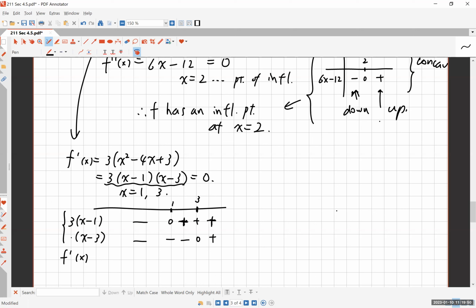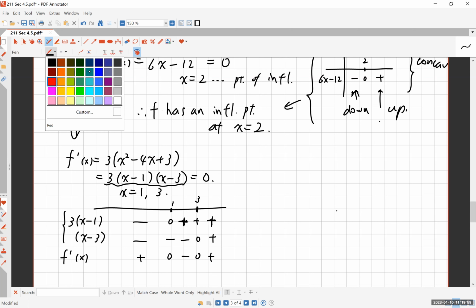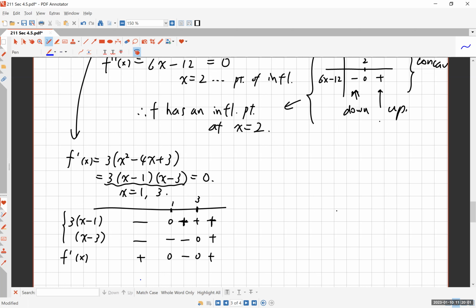Now the combination, the product of these is the derivative of f. So this will be positive, 0, negative, 0, positive. And as I said before, I would like personally to visualize what's happening with the graph. So I go up, 0, down, 0, up, like this. Okay, now we know a lot about this function.